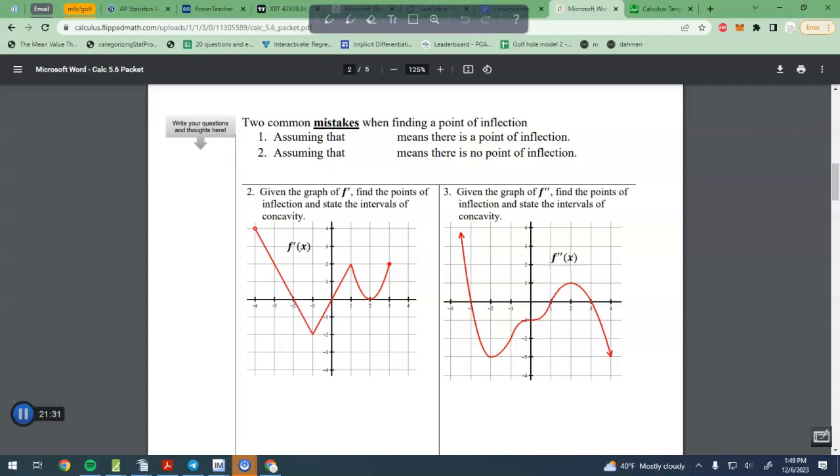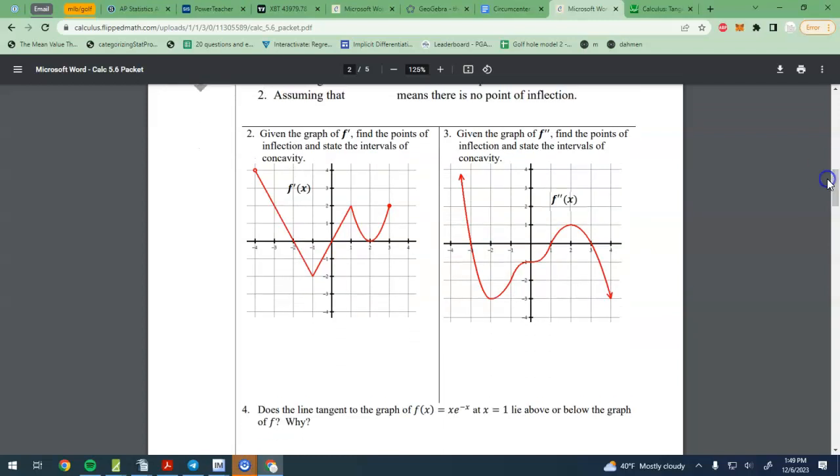What's the question? The concavity switches, or f double prime switches from positive to negative, or f double prime switches signs.